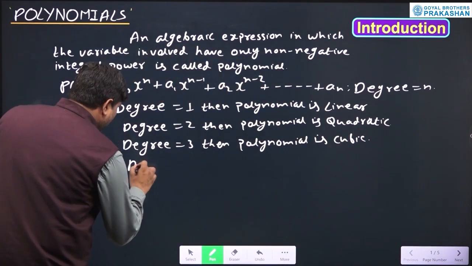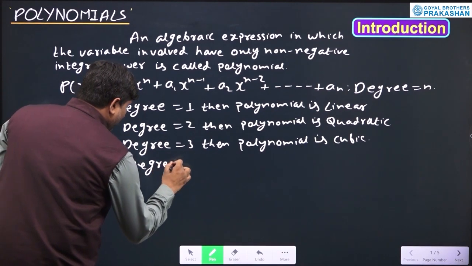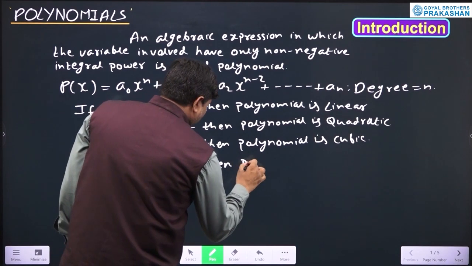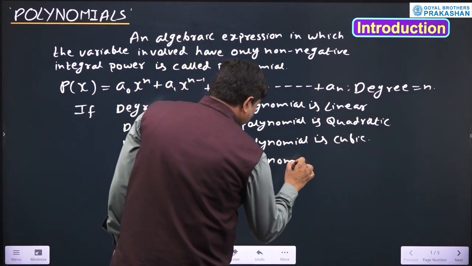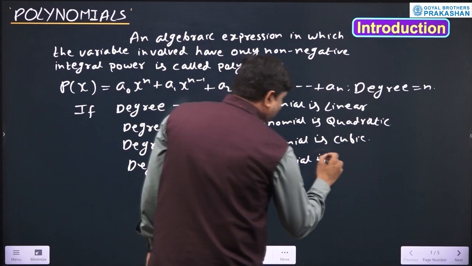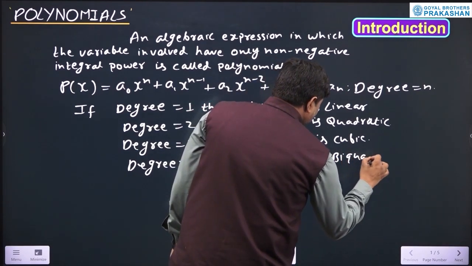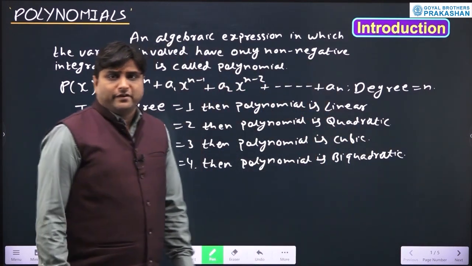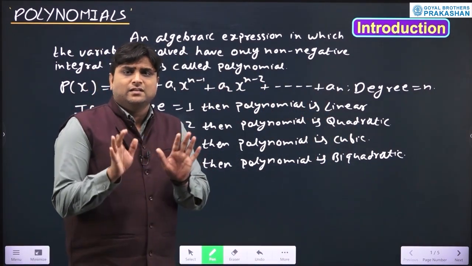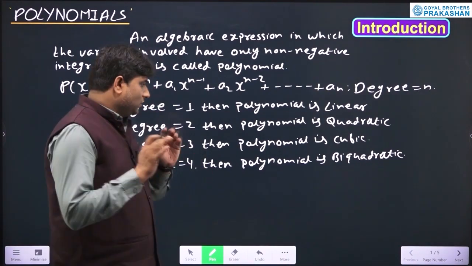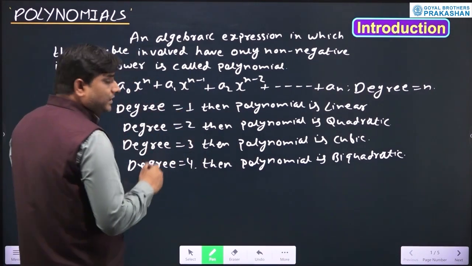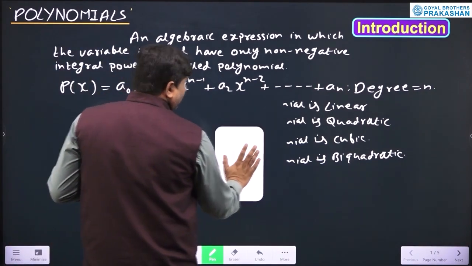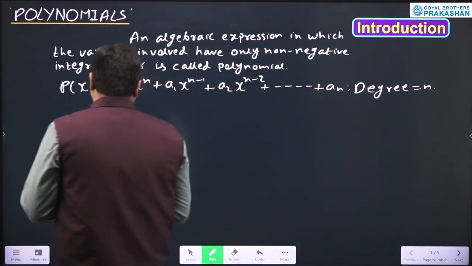And if the degree is 4, then the polynomial is called biquadratic. So there are some names for polynomials, and if the degree is higher, then we can just say a 5-degree polynomial or a 6-degree polynomial and so on. So this is about the degree and their names. Now I am going to take some examples of linear, quadratic, cubic and biquadratic also.